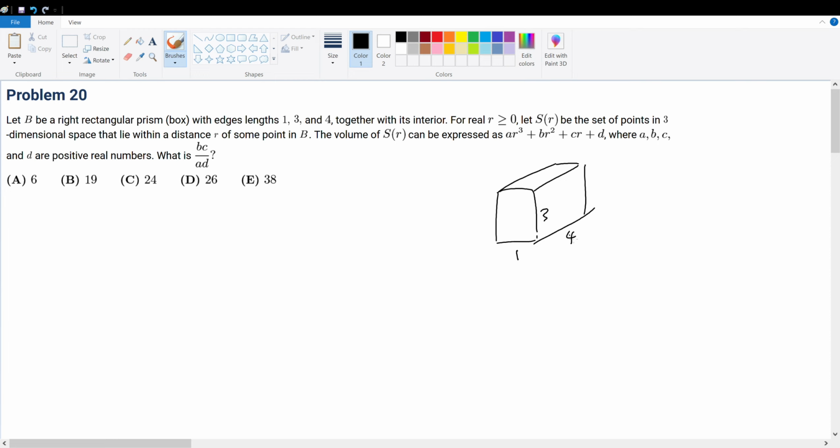B is the total volume of the prism. So this volume can be expressed in the following expression where A, B, C, D are positive integers, or real numbers, not integers. What is BC over AD? So BC over AD, that's just a coefficient. So first of all, let's solve for each term.